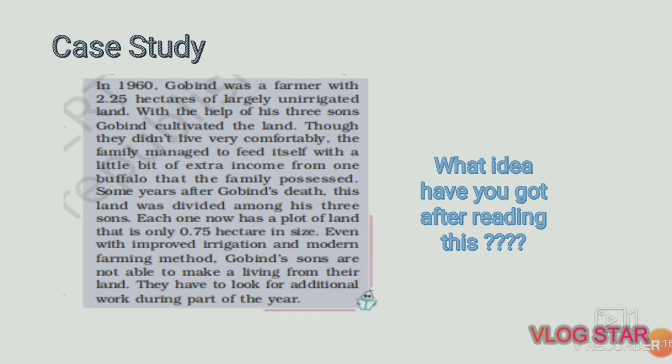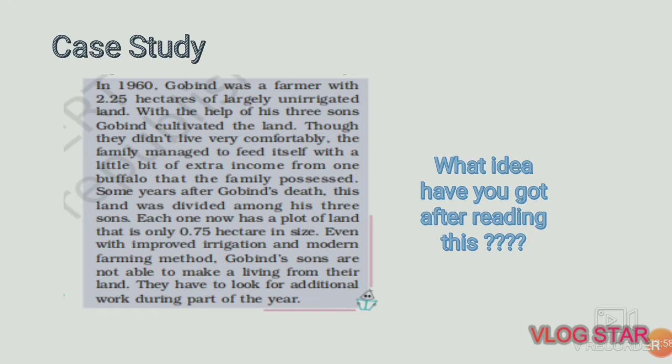So this whole case study about Gobind: Gobind is a farmer who has very small land, that is 2.25 hectares, and he has three sons. Along with his family he was able to cultivate it. But the productivity of that land was very less. So he has to manage somehow by taking one more method of earning, that is a buffalo, and that was his extra income through selling milk.